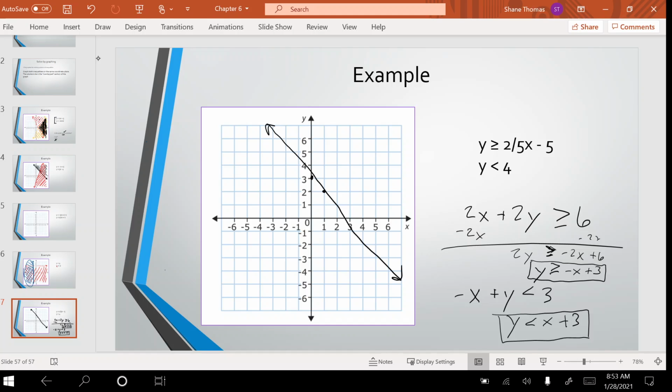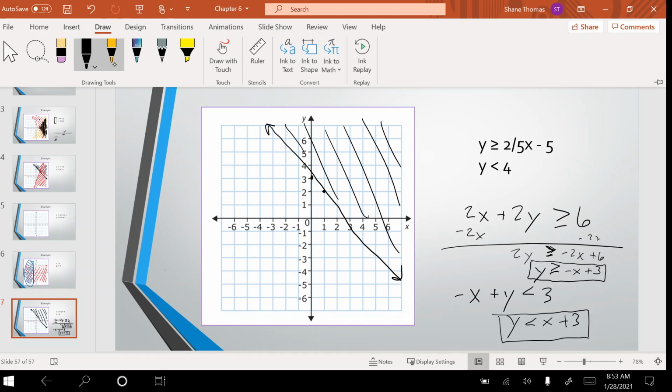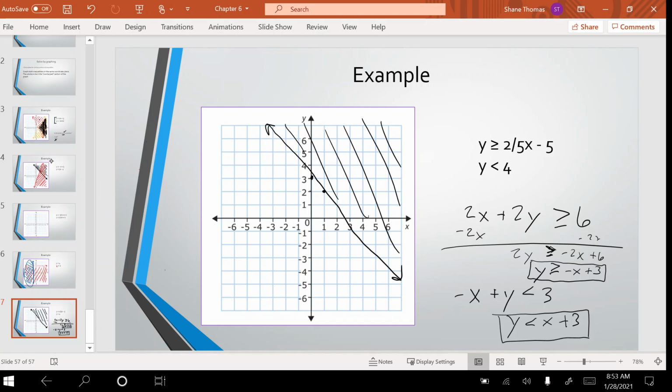Are we shading above or below? Above. Okay, so we got that shaded. Second one. We're at plus 3 again. Slope is 1. This one's going to be a dotted line. Okay, shading above or below? Below, okay. So where's my overlap? Top right, okay? This area right through here.